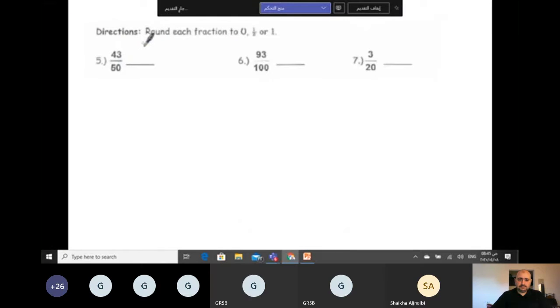43 out of 50, that gives you almost the whole thing. So we would say it is about 1. 93 out of 100 is about 1. But 3 out of 20, half of 20 would be 10. So this would be closer to 0.